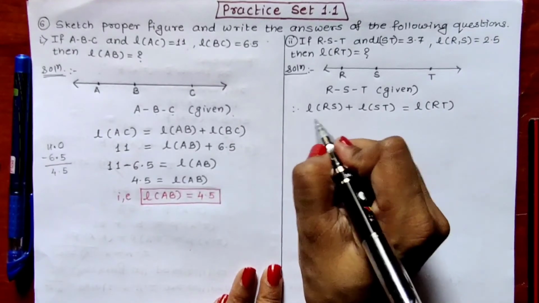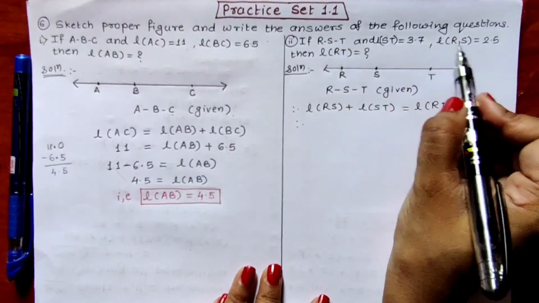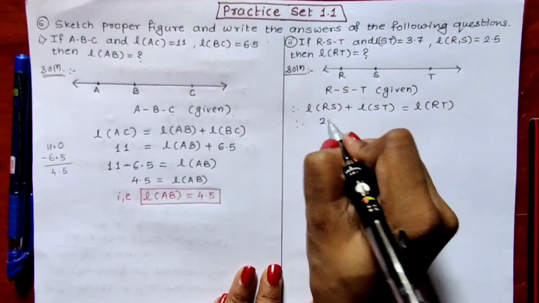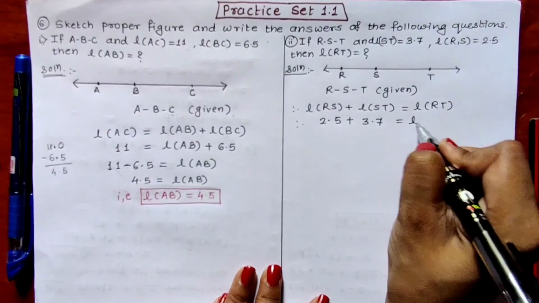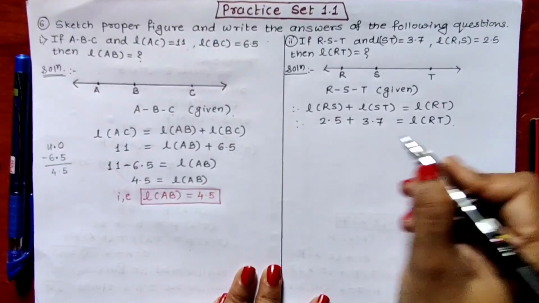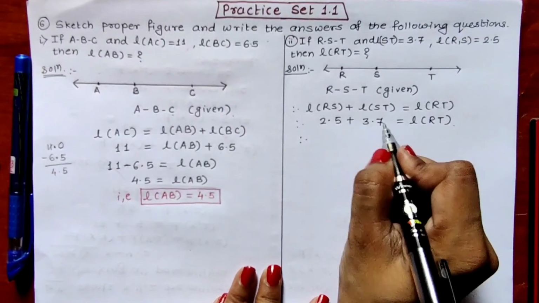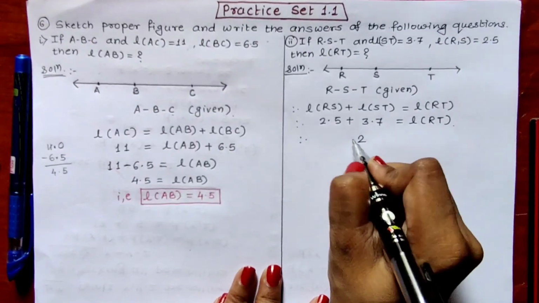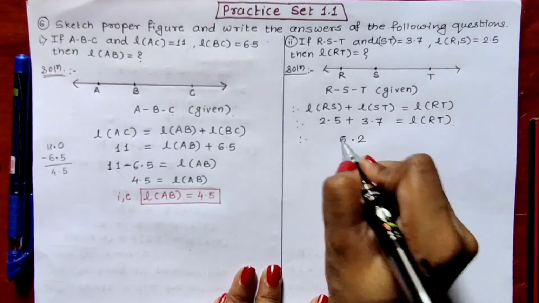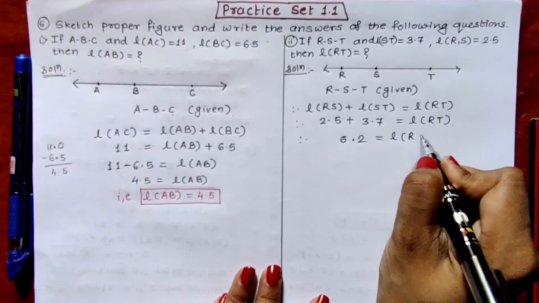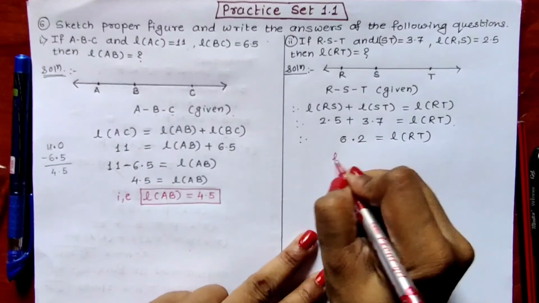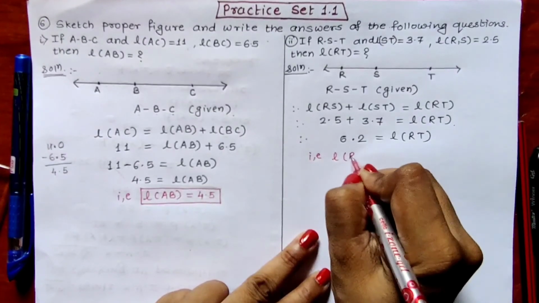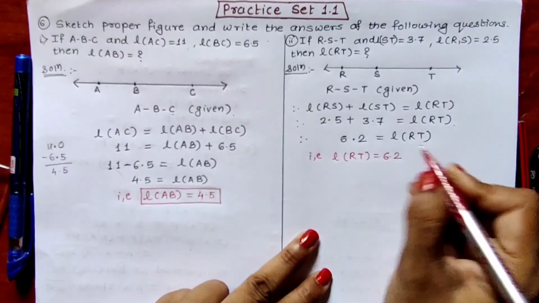Now let us substitute the values. RS is 2.5, ST is 3.7, is equal to length RT. Now 2.5 plus 3.7: 5 plus 7 is 12, 2 written, 1 carrying, we write the point, 3 plus 3, 6. Length RT is equal to 6.2.